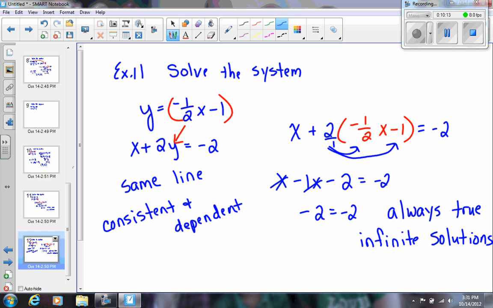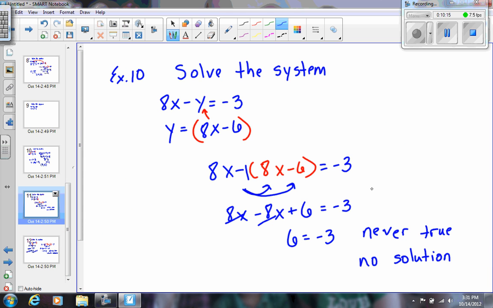As a matter of fact, let's look back at this one. When there's no solution, that means they don't ever cross. That meant that these were parallel lines, because if they never cross and they're in the same plane, they must be parallel lines.